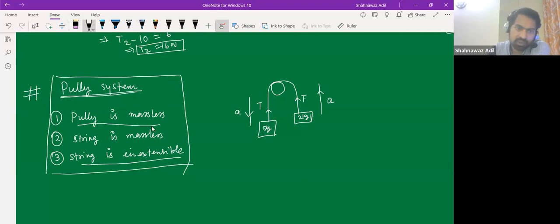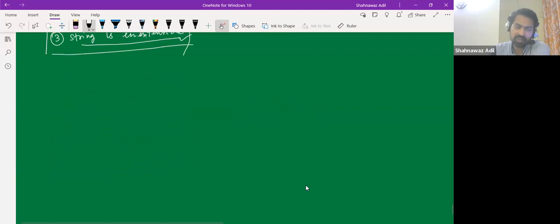Because of these three conditions, we have the same acceleration going downwards and going upward, and both masses feel the same tension. So now we will do some questions based on this pulley.